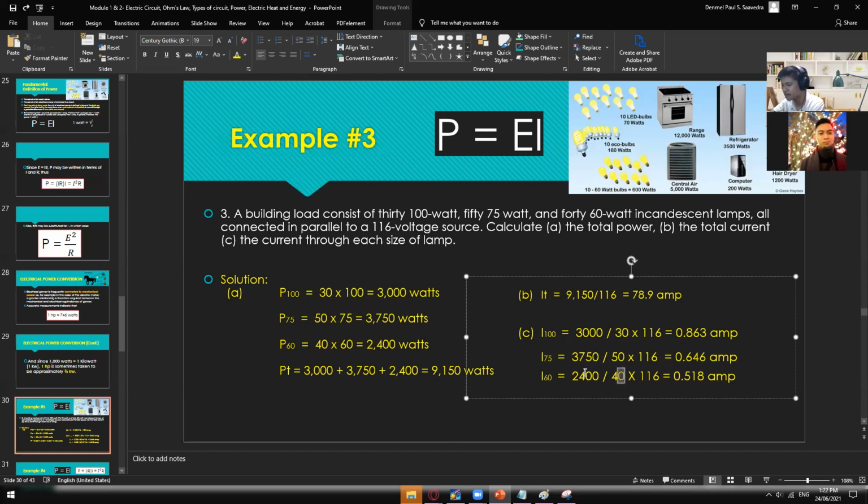This one just made the solution longer. Anyway, 2,400 divided by 40, you will get 60. Then just divide by 116, since that is the voltage flowing on that bulb or lamp. So with that, you will get 0.863, 0.646, and then 0.518. Those are the currents flowing on each of those resistors.